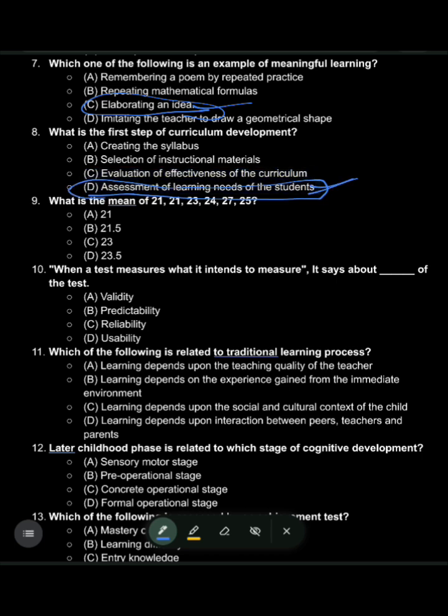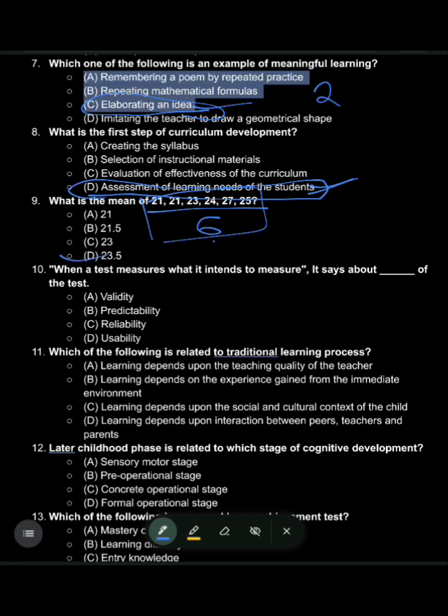Next, what is the mean of these numbers? To find the mean, we all know that we have to add and divide by 6, to find the average. So when we find the average of these numbers, our answer will be, I think, 23.5. We can also check it once.